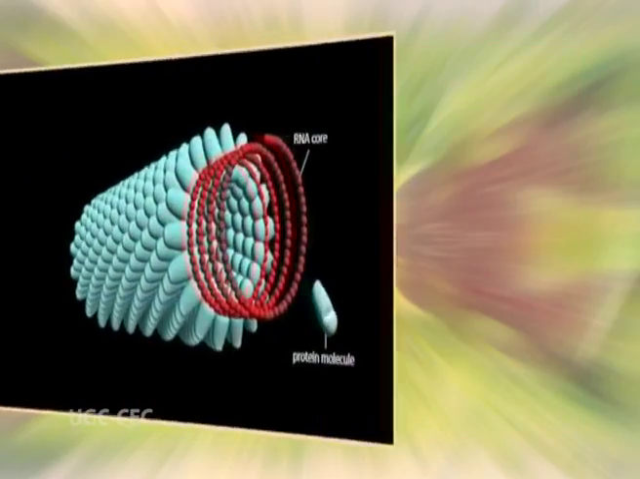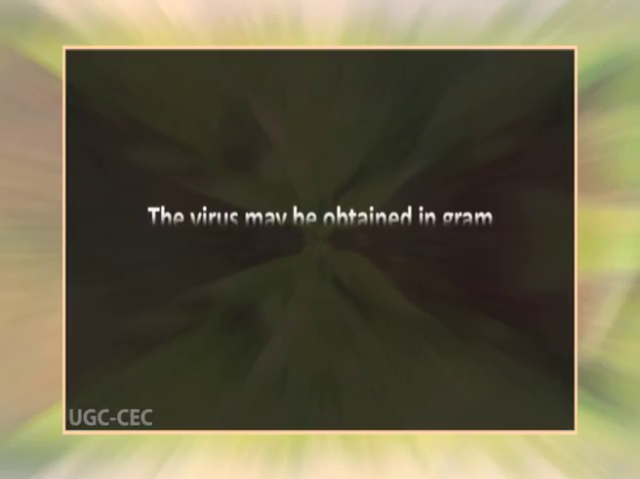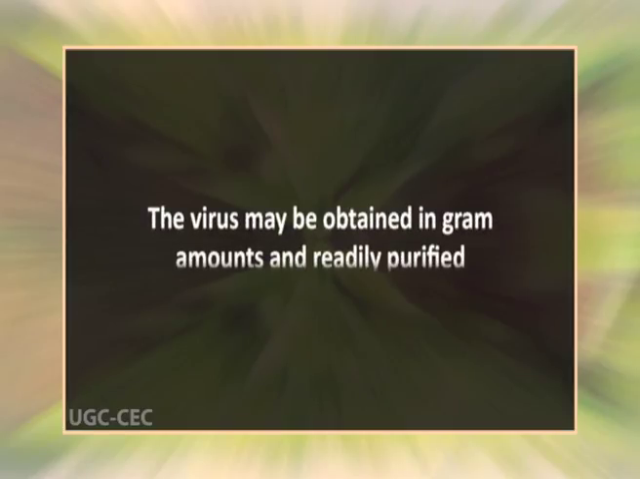Now let us learn about the structure of tobacco mosaic virus. Tobacco mosaic virus, TMV, is a particularly suitable object for studies on the physical and chemical structure of viruses and on the mutagenic effects of various treatments. The virus may be obtained in gram amounts and readily purified.